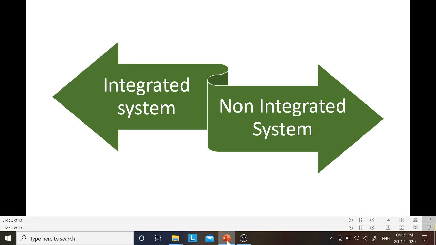And non-integrated system means two separate books, where it is not integrated, where it is not together, that means it is kept separately. So costing records will not come in financial records. Both books of accounts will have separate sets and their transactions will be recorded in the respective books itself. So today we'll be focusing on non-integrated system of cost accounting records.